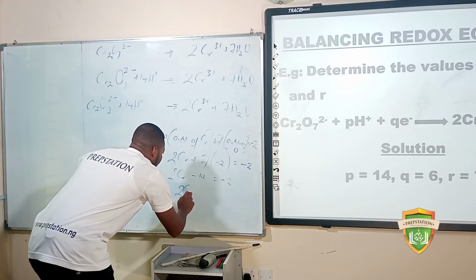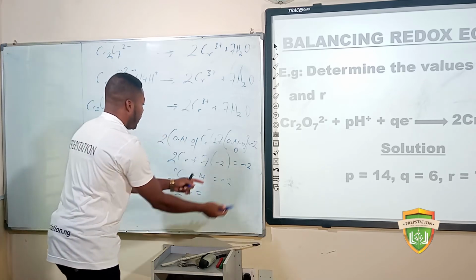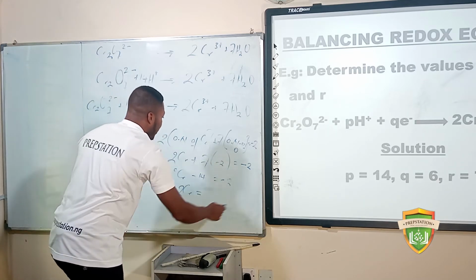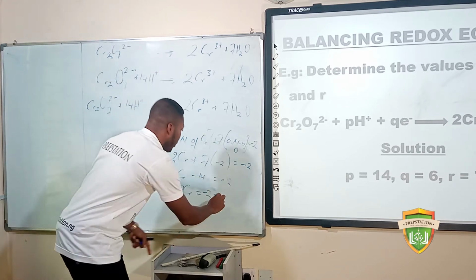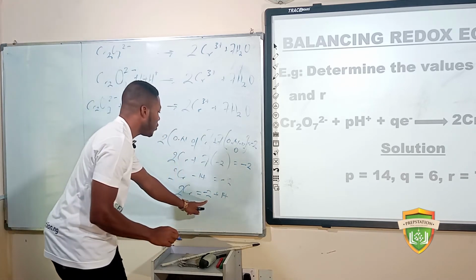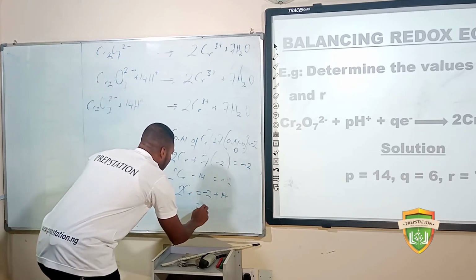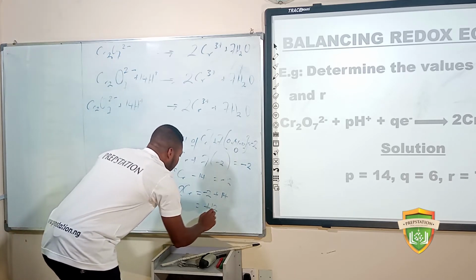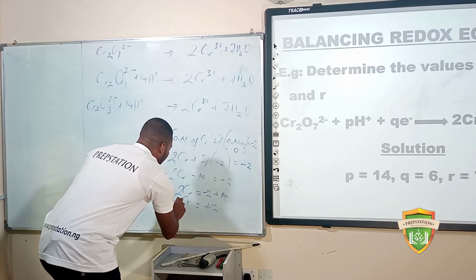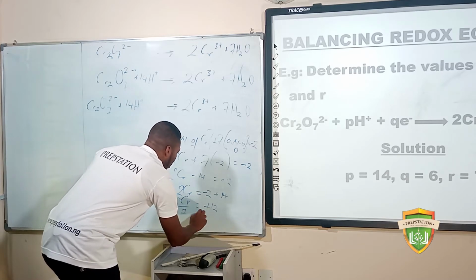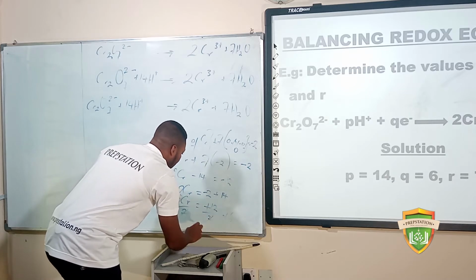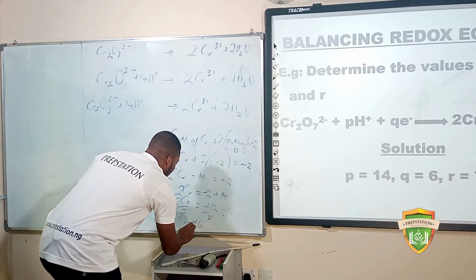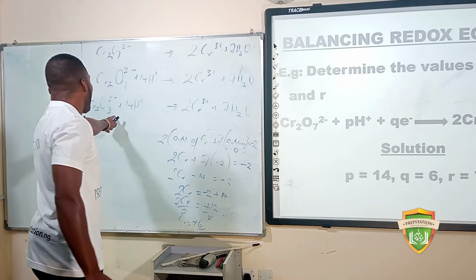So 2Cr equals, transfer 2 to this other side. So minus 2 plus, when minus crosses, becomes plus. So minus 2 plus 14 equals plus 12. Divide both sides by 2, so 2 and 2 cancel, and here we have plus 6. So the charge of chromium equals plus 6.